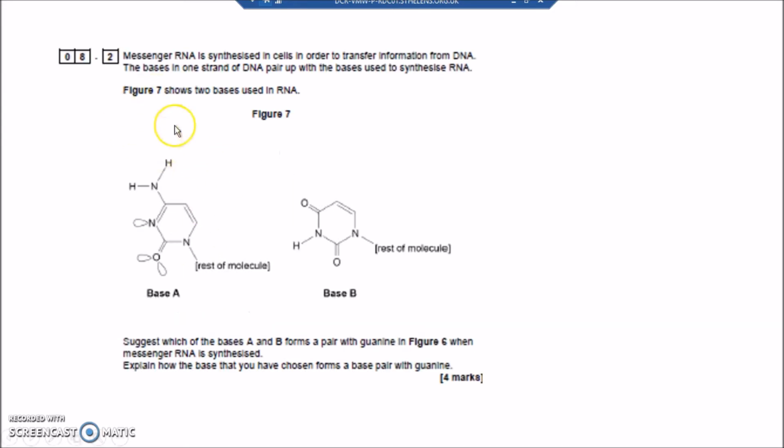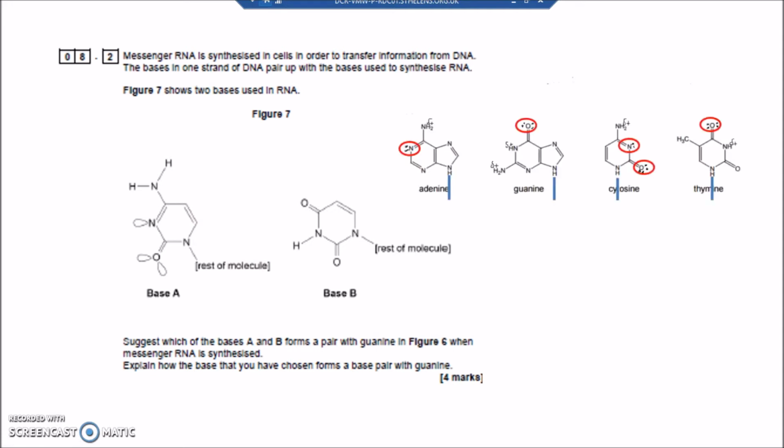Now, how do you remember which bases bond where? Well, the simple way of doing it is you look in your data book, and in the data book that you have with you in your exam, you'll have all of the bases: adenine, guanine, cytosine and thymine. Your first job is to put a lone pair of electrons on any single-bonded N ends. Any single ends have lone pairs of electrons, so put your lone pairs on them, and the same for any O's.